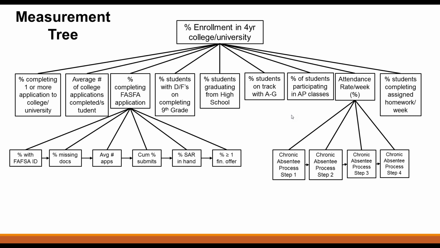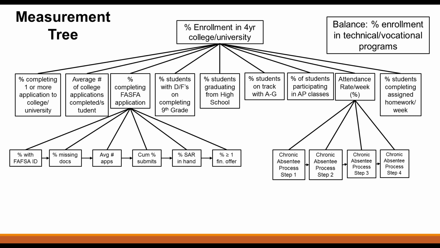If we click one more time, we also have something we call a balance measure. And balance measures represent some aspect of the system that we're not focused on improving, but that we think might be affected adversely or positively by the work we're doing. And so we might want to include those as well.